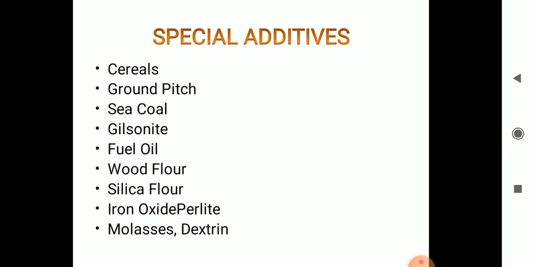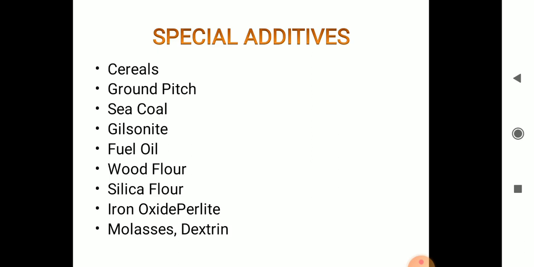Next topic is special additives. The first one is cereal, which is finely ground corn flour or dextrin and ground starch from the corn, 0.25 to 2 percent. It increases green or dry strength and collapsibility.